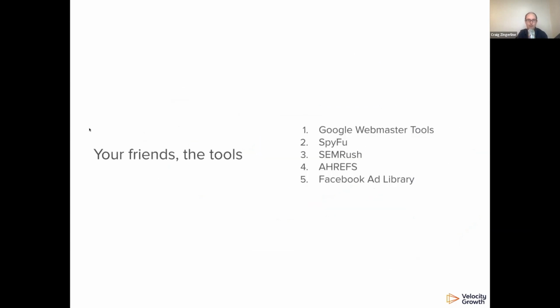So let me go back here. This is where some of the tooling comes in. So Google Webmaster Tools, SpyFu, SEMrush, Ahrefs, Facebook ad library. Facebook and Google now have what they call their transparency ad platforms, and you can literally see any ads that your competitors are running right now. So go to Facebook ad library. Google's got an ad library too.